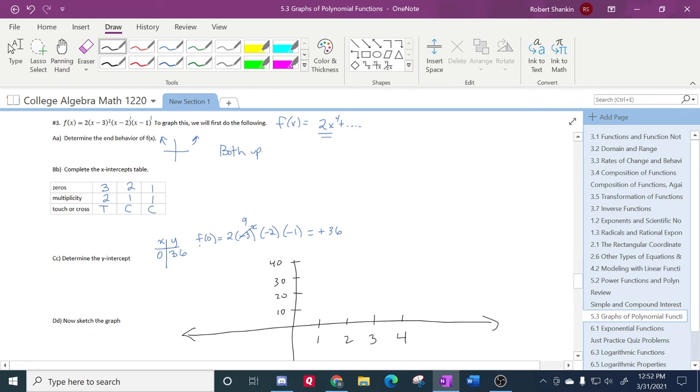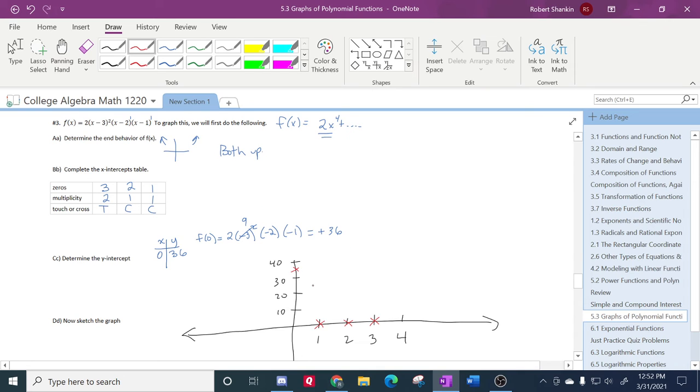And now we're going to put the x-intercepts. I'd put them as dots, except this thing won't let me do that. I'll put them with little x's. At 1, at 2, and at 3, we know we have x-intercepts. And the y-intercept we know is at 36, right here. We also know the end behavior is both up.